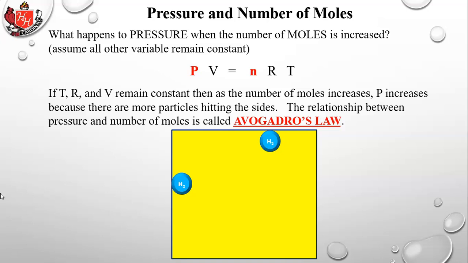The relationship between pressure and number of moles or number of particles is called Avogadro's law. Let's say we have one particle in there, and it's hitting the side 4 times every roughly 5 seconds. Then if you double the number of particles at the same temperature, they'll be going the same speed, but you'll have particles hitting the sides twice as many times simply because you have twice as many particles. That means your pressure will also double. So that's what Avogadro's law is. It relates pressure to the number of particles or number of moles that you have.